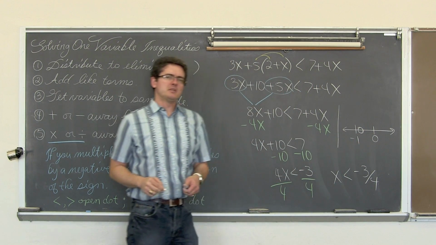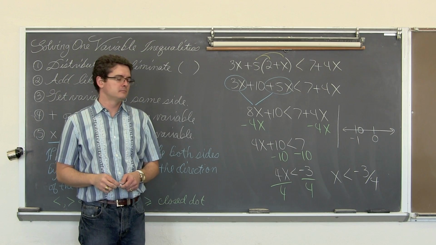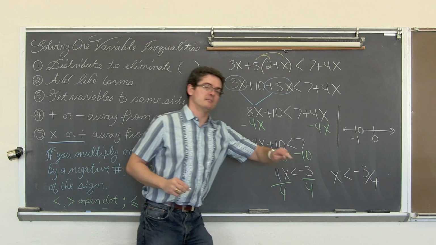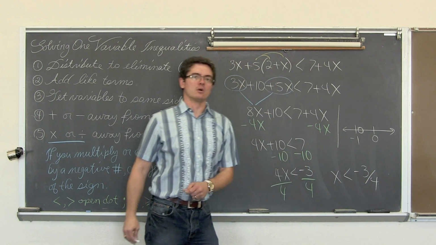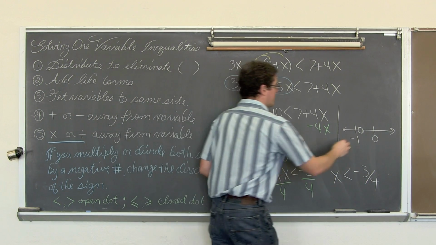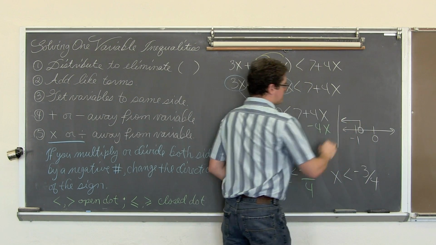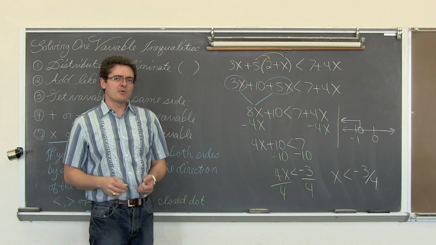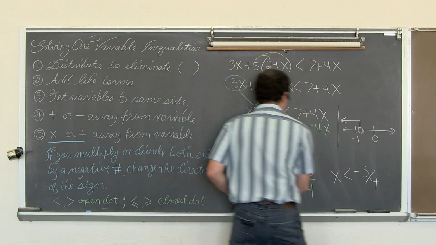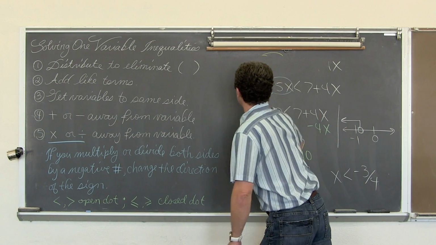Why am I putting that open dot there, not a closed one? Because there's no equal sign. Where is x less than negative 3/4? To the left. So as you go to the left of the number line, your values get smaller, and that is a little bit of a long problem there with our inequality. So bam! Let's go on to the next one.